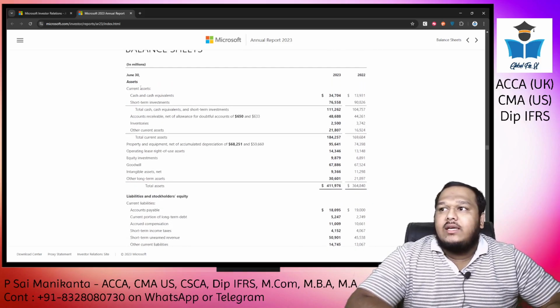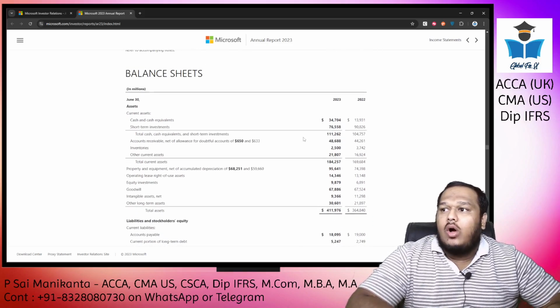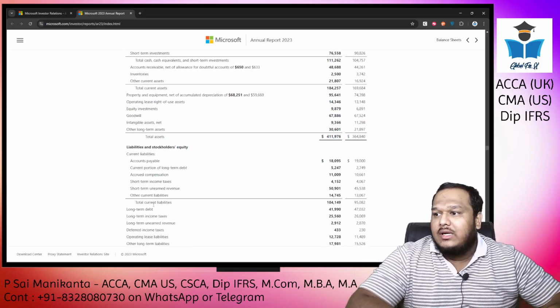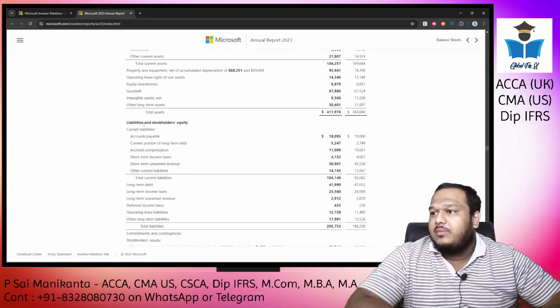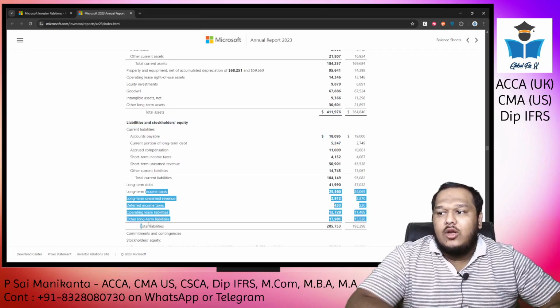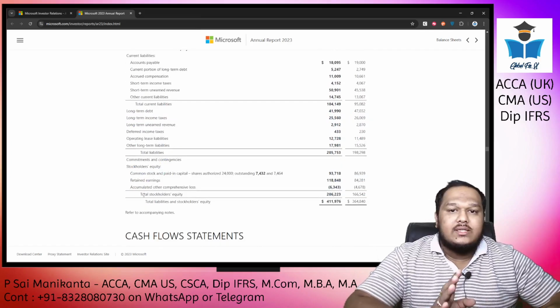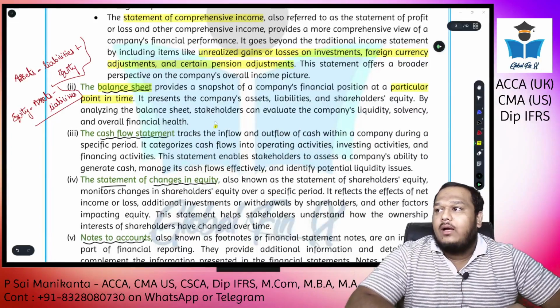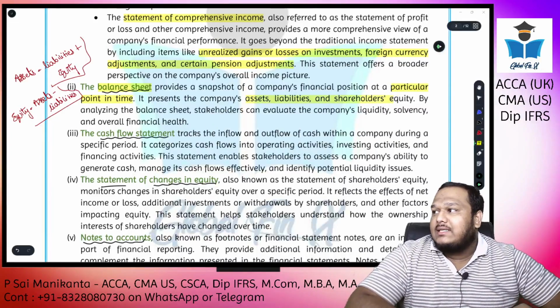So on 30th of June 2023, how much cash is there? How much short-term investments are there? Goodwill, intangible assets, this is consolidated, so goodwill will be there. Then you have your liabilities, long-term debts, equity and everything. So basically we are talking about as on a particular date. So it presents the company's assets, liabilities and equity.